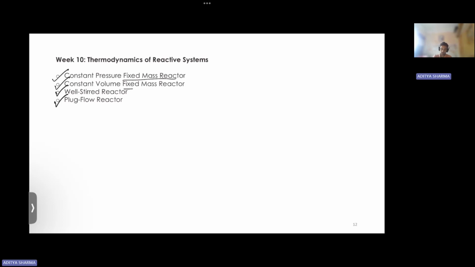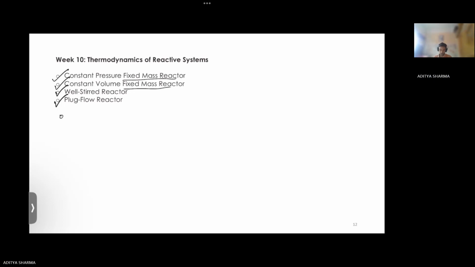The third reactor is your well-stirred reactor. The well-stirred reactor is your ideal case where proper mixing of fuel and oxidizer takes place. Here the mixing is apt, but in plug flow reactors, mixing in the axial direction is not possible. So this is one difference between the well-stirred reactor and the plug flow reactor.